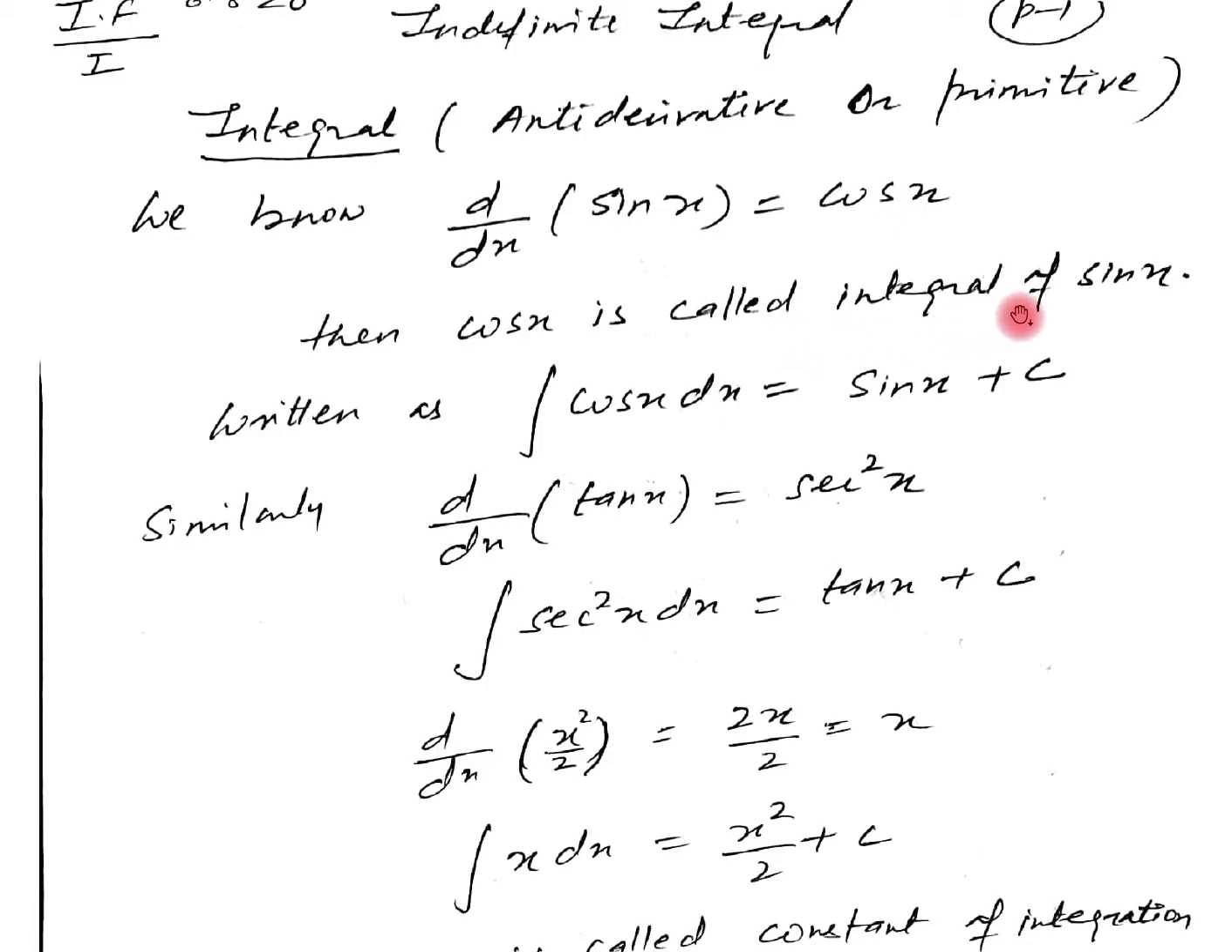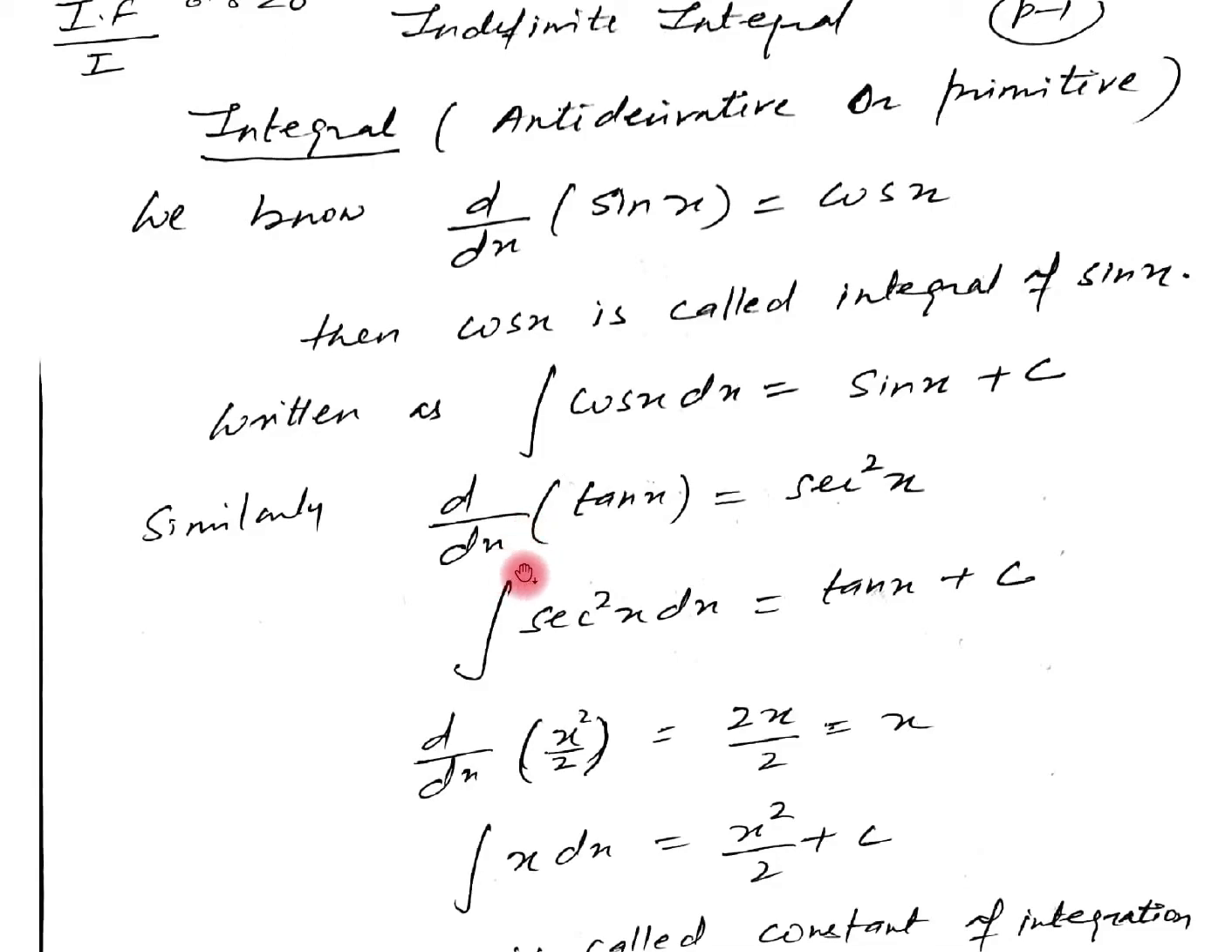equal to sin x, or we can write it as the integral of cos x, where this is the sign of integral. Integral of cos x equals sin x plus c. Always when we do integration, at the end we have to put plus c, where c is any constant, and this is known as the constant of integration.